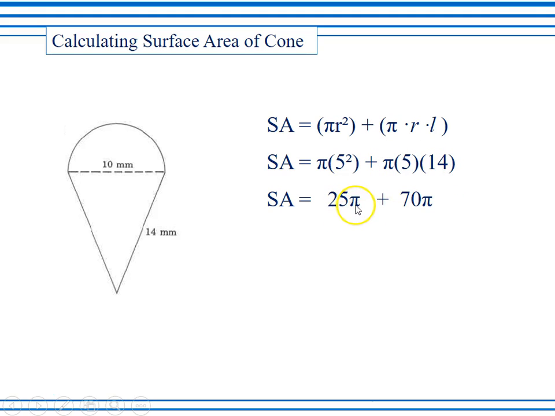That gives me 25 pi plus 70 pi, which is 95 pi, and when I multiply that out with pi being 3.14, I get 298.3 millimeters squared. Remember, we're doing surface area, so we measure that in squares.